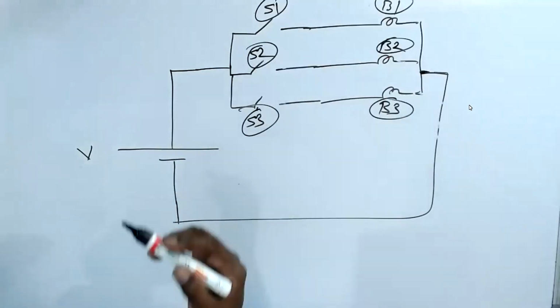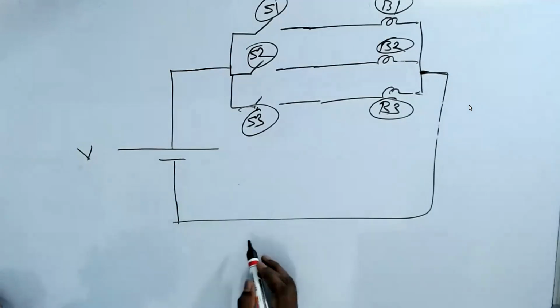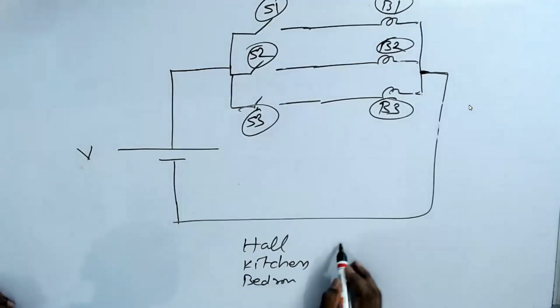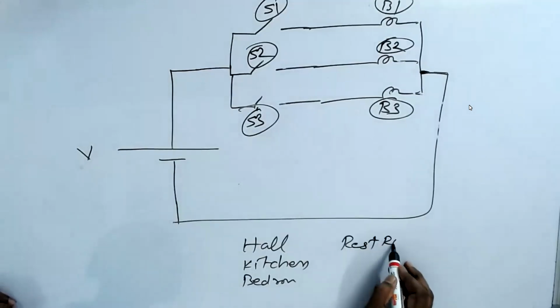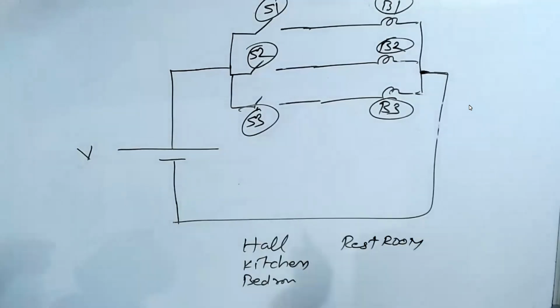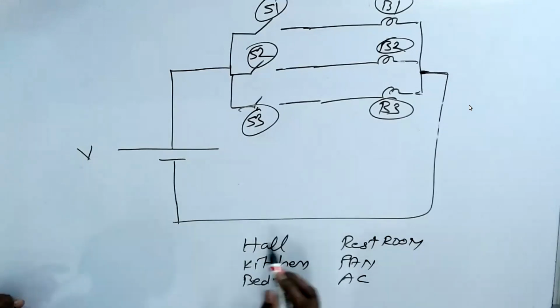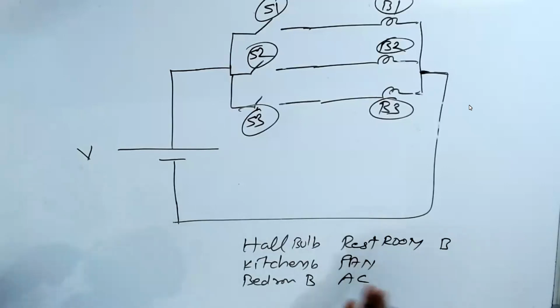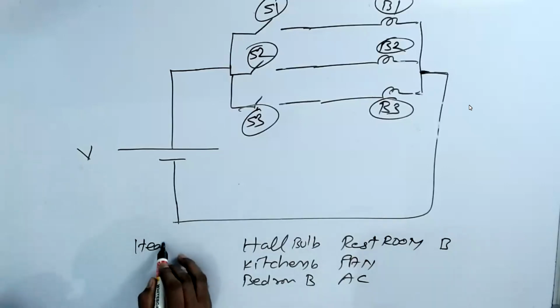We have a house. In our house, we have a switch in the hall, in the kitchen, bedroom, restroom. We have a switch for a fan, for AC. Every device has a switch. That switch controls the hall bulb, kitchen bulb, bedroom bulb, restroom bulb. We have a fan, AC, heater. Every device has a switch.